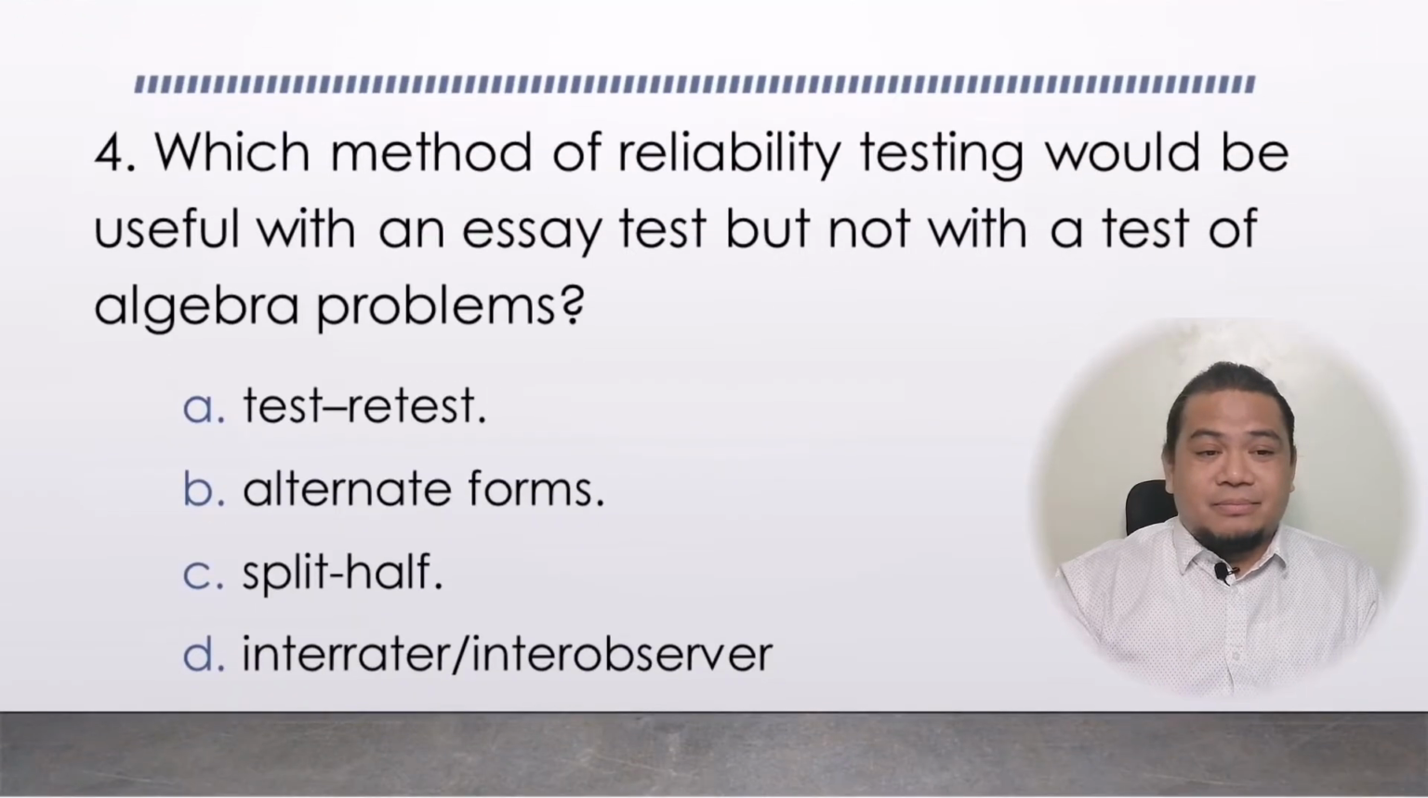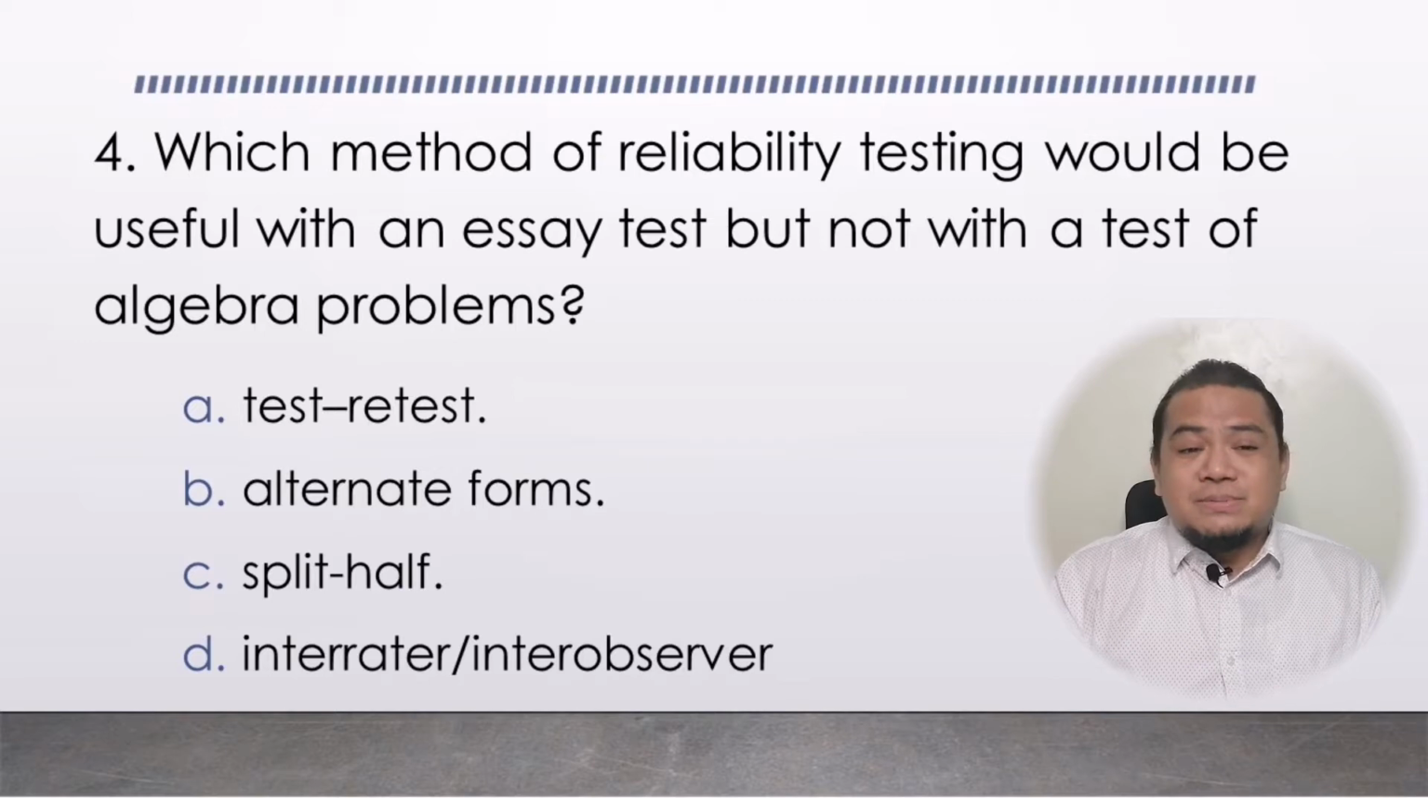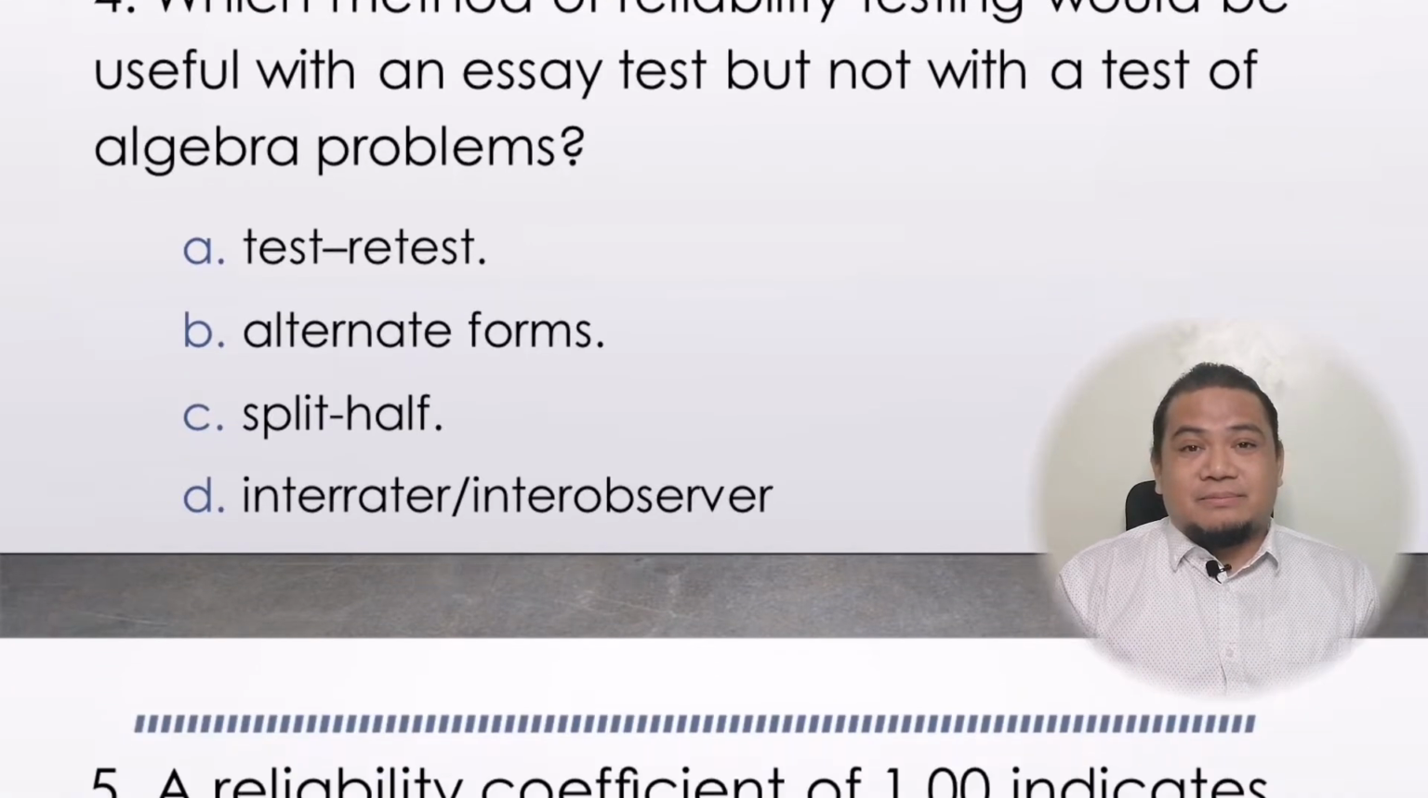Number 4. Which method of reliability testing would be useful with an essay test but not with a test of algebra problems? Letter A. Test-retest. Letter B. Alternate forms. Letter C. Split-half. Or letter D. Inter-rater or inter-observer.